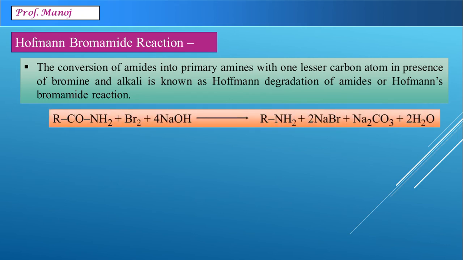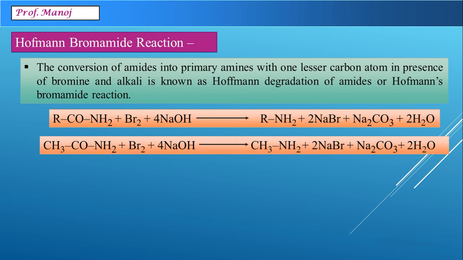Here we take amide molecule RCONH2, reacts with 1 mole of bromine and 4 moles of NaOH, producing RNH2 with lot of byproducts like twice NaBr, sodium carbonate Na2CO3 and 2 water molecules. Imagine an example. CH3CONH2 with bromine and 4 NaOH form CH3NH2 and other byproducts.